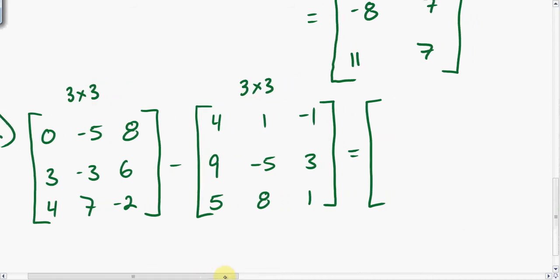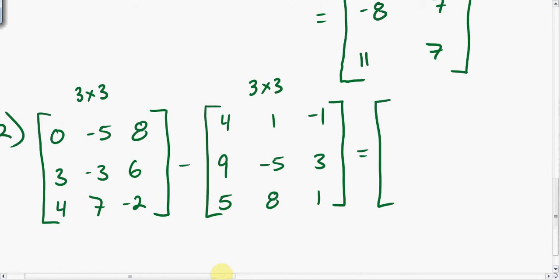So again, we want to keep them in the same place. Now let's do just a little bit of mental math. Upper left-hand corner, 0 minus 4 gives me negative 4. Negative 5 minus 1 gives me negative 6. 8 minus negative 1, you minus a negative, it changes to a positive, so like plus a positive. So 8 plus 1 is 9. We've got the first row.